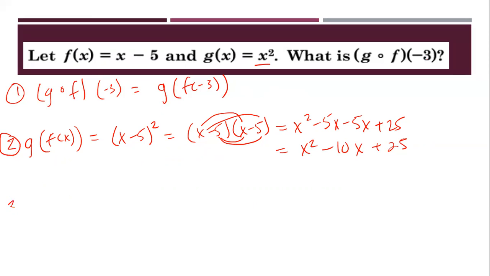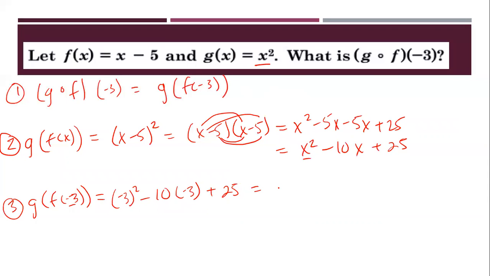Step 2. And then step 3 is now evaluate. So g composed of f at -3 equals, that means wherever there's an x, I'm plugging in -3. So we end up with -3 squared minus 10 times -3 plus 25. A negative times a negative is a positive. So we have 9 plus 30 plus 25. And that gives us 64.